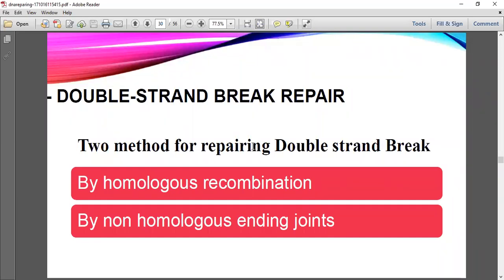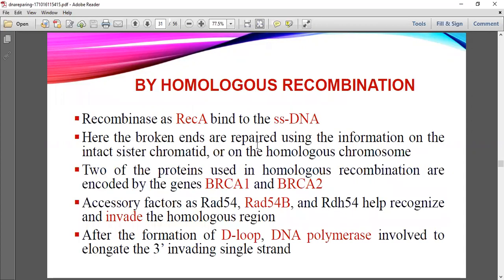So what is homologous recombination? In homologous recombination, some enzymes first recognize and bind to the single-stranded DNA. That is the RecA enzyme that binds to the single-stranded DNA firstly. But what happens after that? The basic difference between homologous recombination and non-homologous end joining is that in homologous recombination the two strands have a similarity between them.